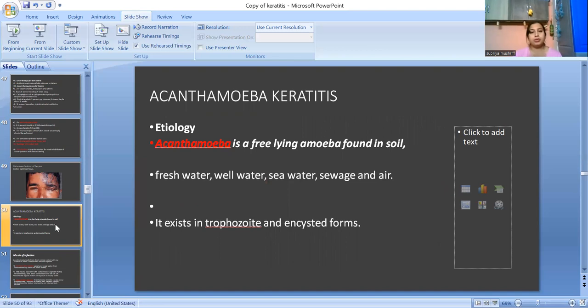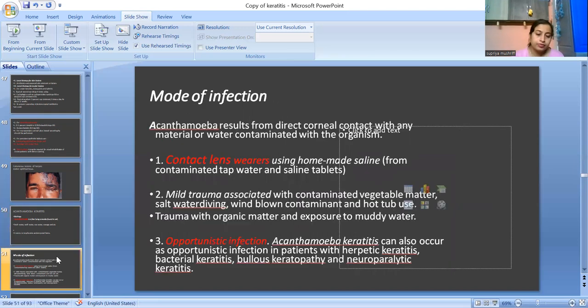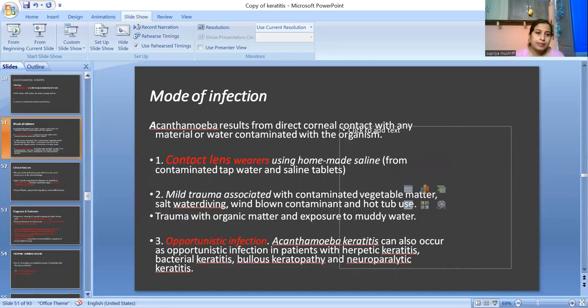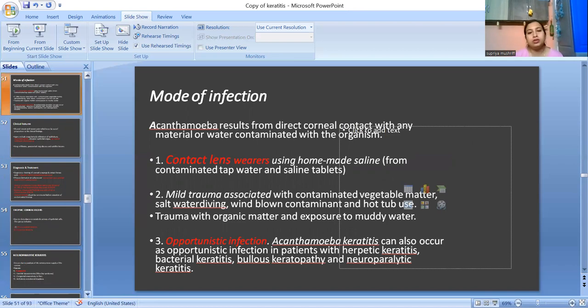Acanthamoeba keratitis is another keratitis which is parasitic in nature. The etiology is a free-living amoeba found in soil, fresh water, well water, sewage, and air. It exists in trophozoite and encysted forms. Mode of infection: Acanthamoeba results from direct corneal contact with any material or water contaminated with the organism. Contact lens wearers using homemade saline from contaminated tap water and saline tablets. Mild trauma associated with contaminated vegetable matter, salt water diving, wind-blown contaminants, and hot tub use. Trauma with organic matter and exposure to muddy water.